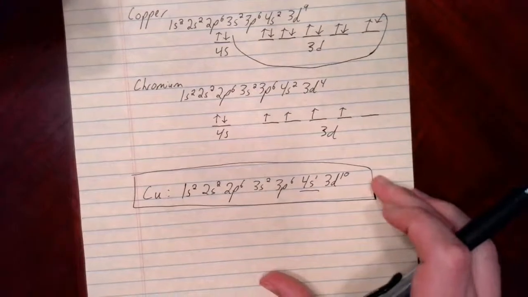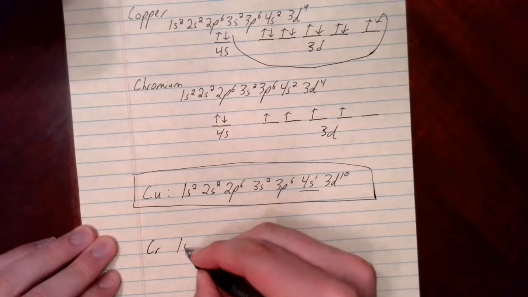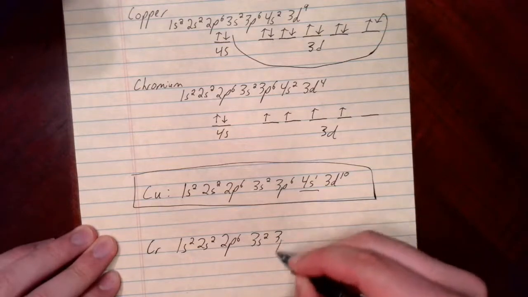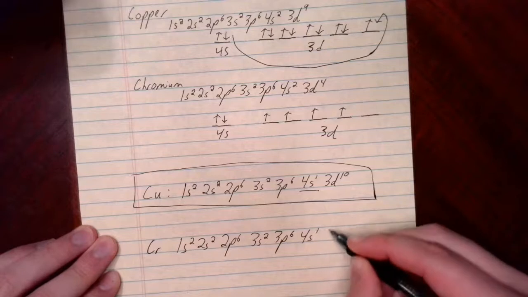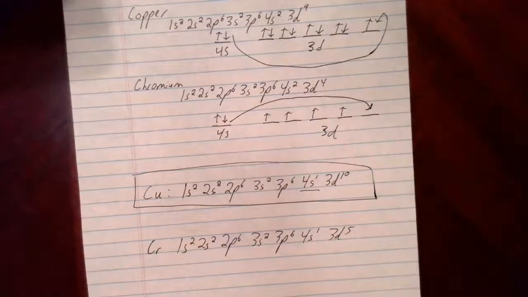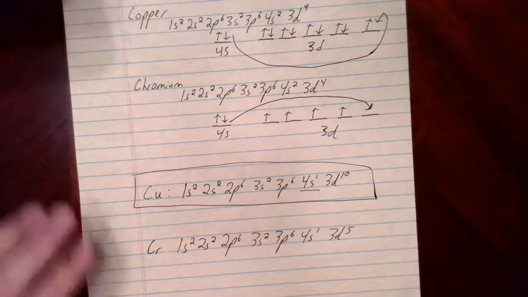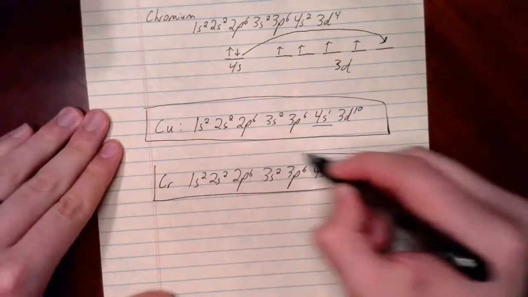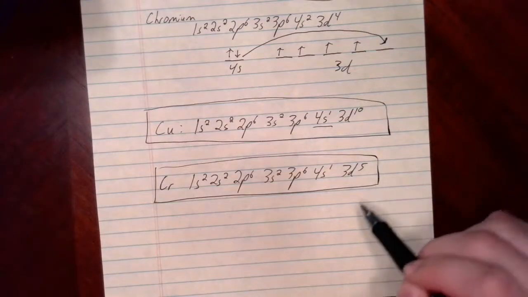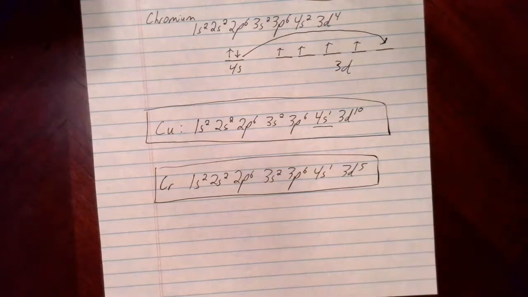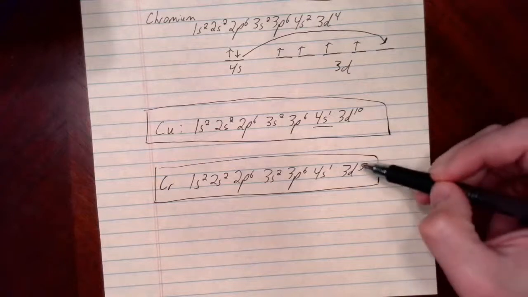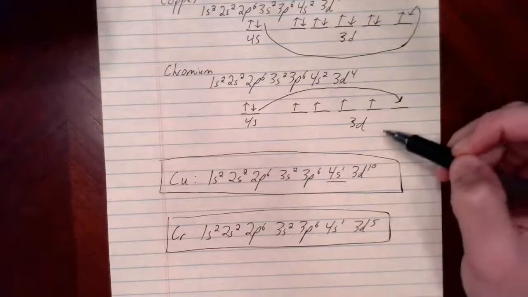So you can probably guess what's going to happen with chromium. So you have 1s2, 2s2, 2p6, 3s2, 3p6, 4s1, 3d5. So one of those electrons moved over there. Okay, so now chromium, this is its true electron configuration. Now every sublevel is full except for 4s1 and 3d5, and they are both half full. Okay, so this is a far more energetically favored situation than is here.